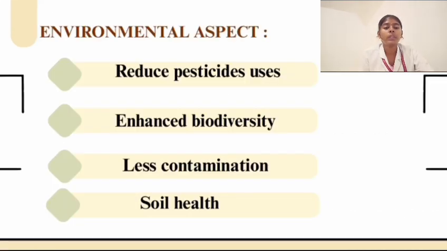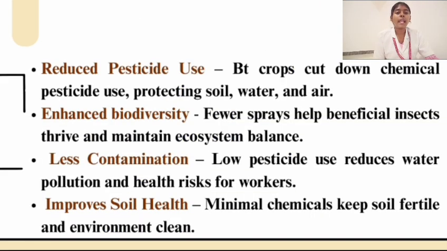Now we can see the environmental aspects, including the topics: reduced pesticide, enhanced biodiversity, less contamination, and soil health. Now, I will explain how Bt crops help the environment. Firstly, they reduce pesticides. This means farmers do not need to spray as many chemicals, which helps keep our soil and water clean.